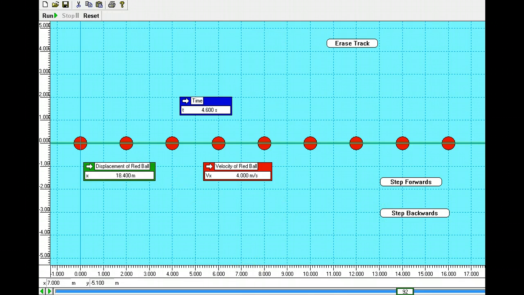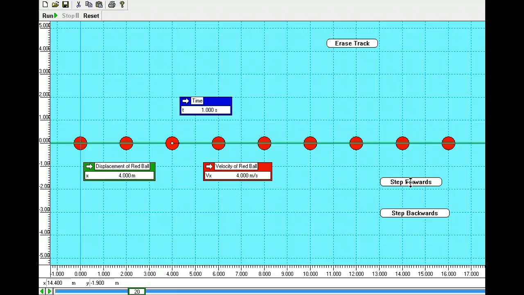Okay, now we're going to slide on back, go to the beginning. We're going to record data every half a second using the displacement quantity here, the velocity quantity here, and the time quantity here. So to start with, at time 0, we have 0 meters of displacement and 4 meters per second of velocity. Now we're going to click ahead until we get to 0.5. We can use the step forward button. Okay, there's 0.5. Collect our data, 2 and 4.